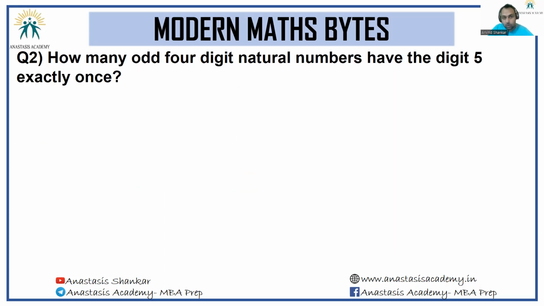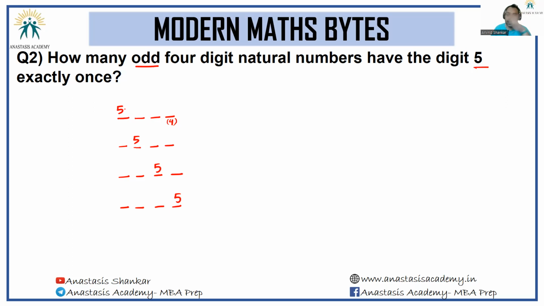Next, how many odd 4-digit natural numbers have the digit 5 exactly once? Okay. So 4-digit natural number, and I need 5 exactly once. There will be 4 cases. 5 can come at any of these spots. So let's say 5 was here and here and here and here. This also has to be an odd number. So at the last spot, you need to have one of the other 4 odd numbers, because digit 5 should come exactly once. And the remaining 2 spots can be filled up by any digits.